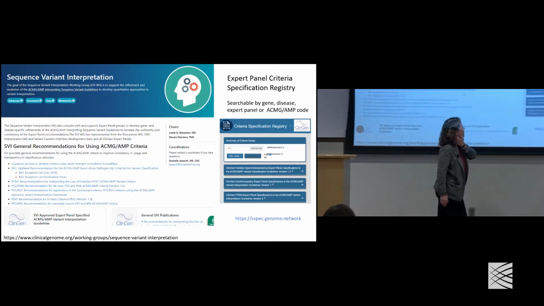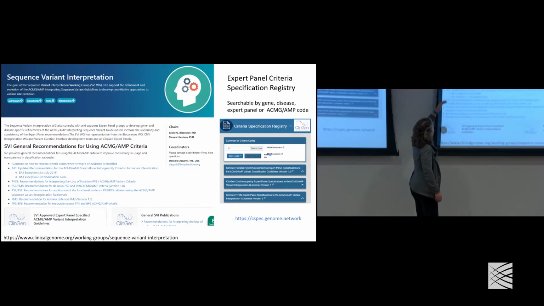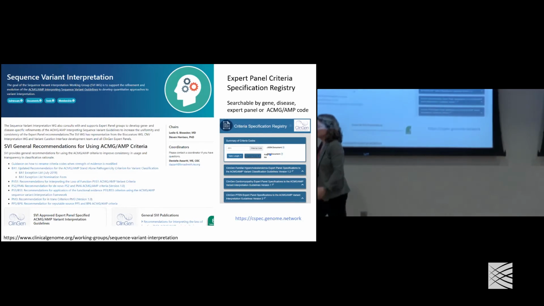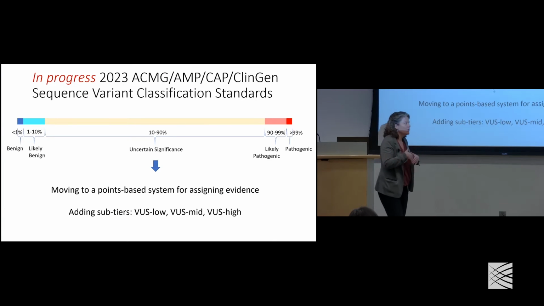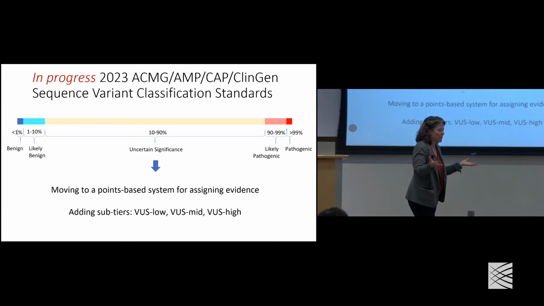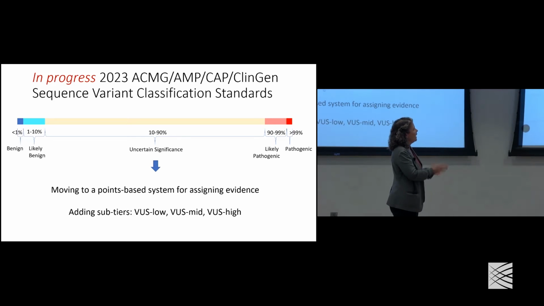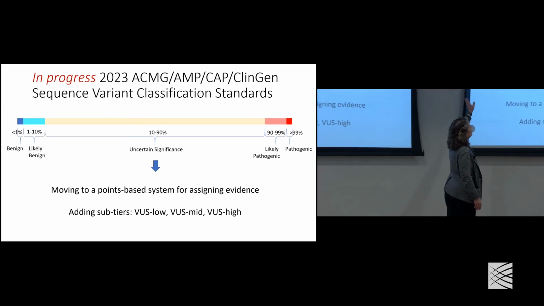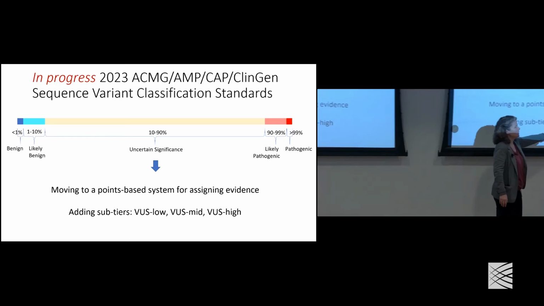And on the ClinGen website, under the sequence variant interpretation work group, is all the different, more detailed guidance for how to apply these different rules that we've been working on over the years. I can tell you, though, that we reformed the ACMG work group. It's now a joint work group between ACMG, AMP, CAP, and ClinGen, all 4 groups working together. And we have moved the system to a point-based system. And we've added sub-tiers of the VUS category.